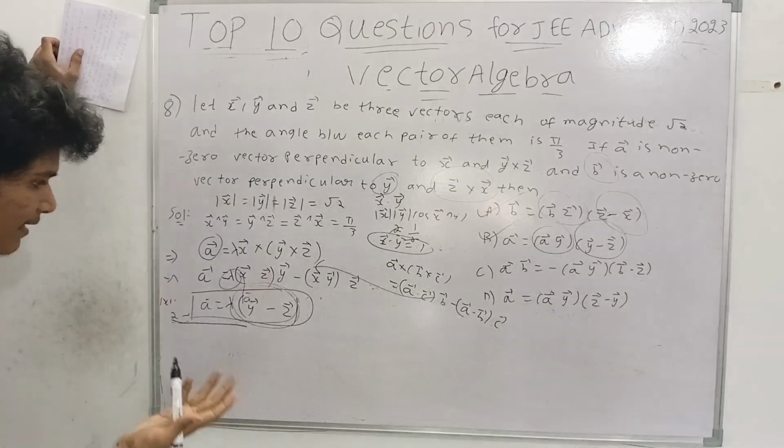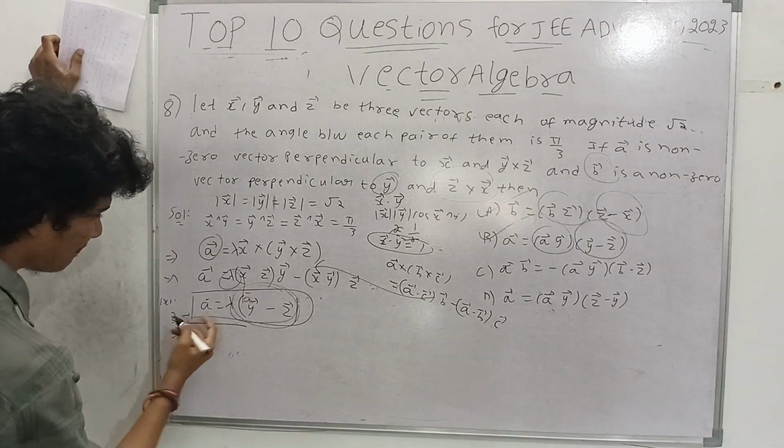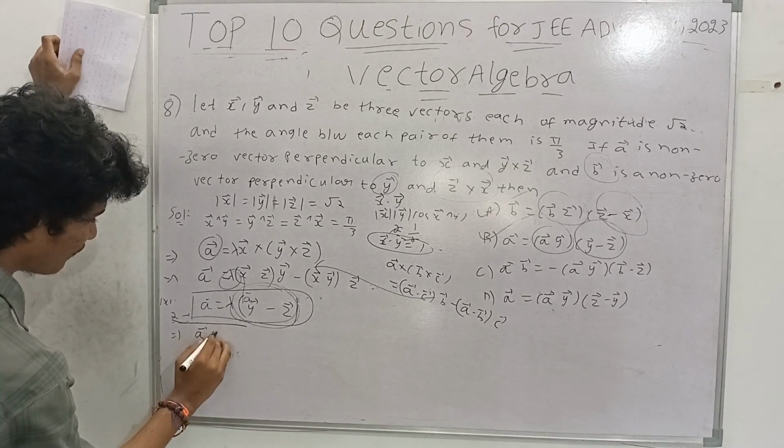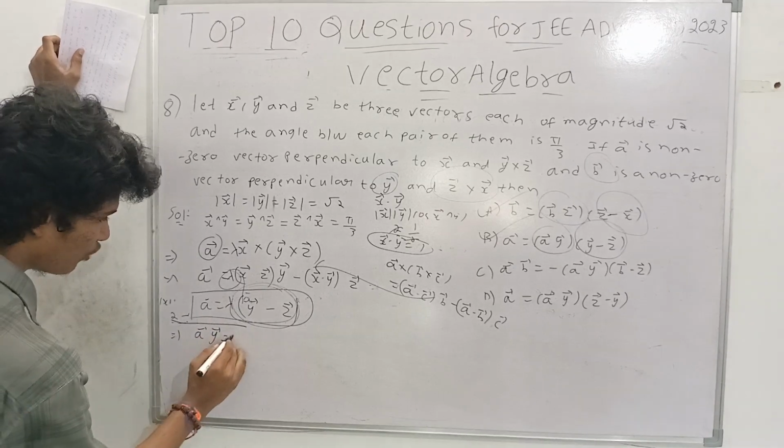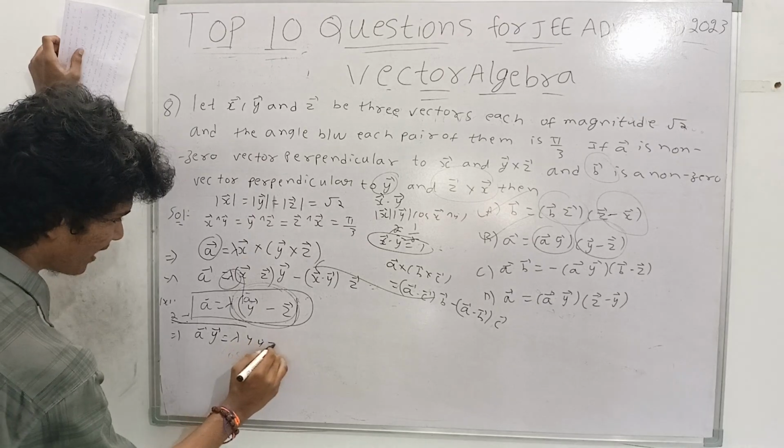Suppose if you want to find the value, you can simply do one thing here. Suppose if I do a dot y here, what will I get? Lambda into y dot y minus y dot z.